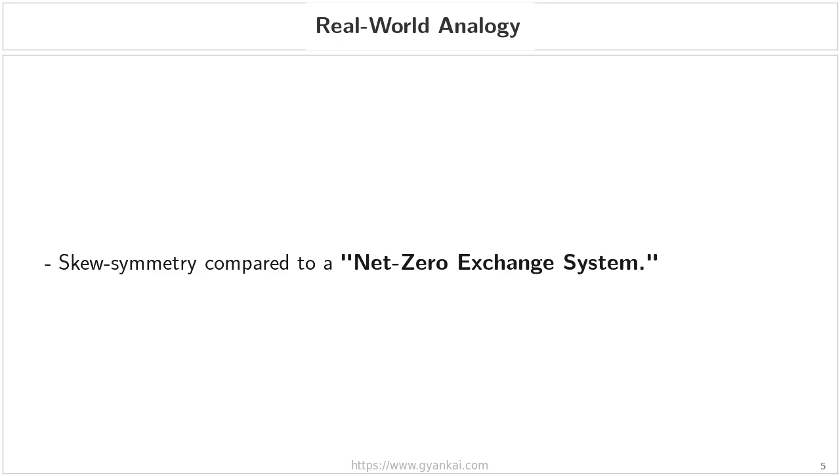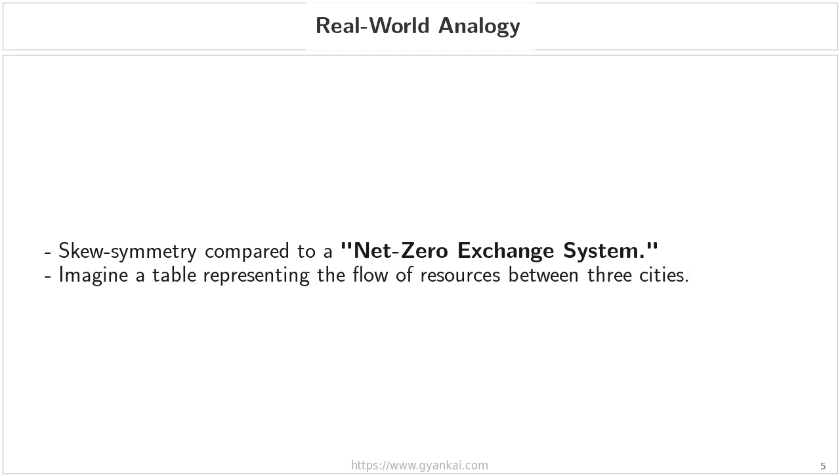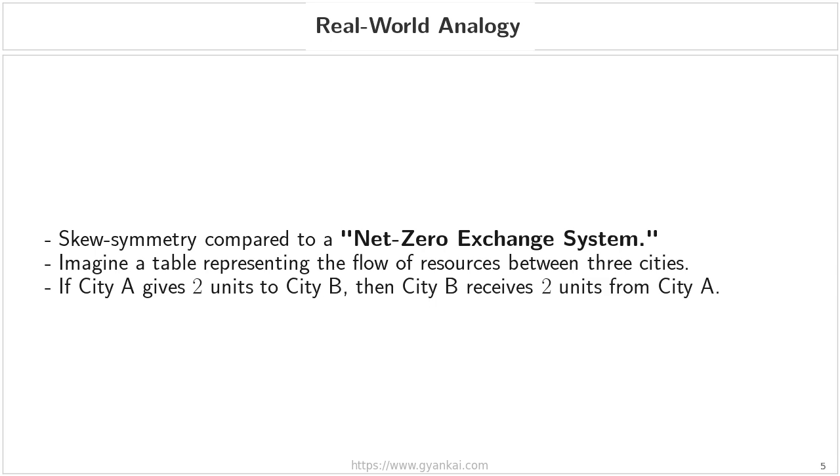Real-world analogy. Now that we have verified a numerical example, let us move to a real-world analogy to help you visualize why these matrices behave the way they do. Think of skew symmetry as a net-zero exchange system. To understand this, imagine a table that tracks the flow of resources between 3 different cities. For instance, if City A gives 2 units of a resource to City B, then from the perspective of City B, it is receiving those 2 units from City A.